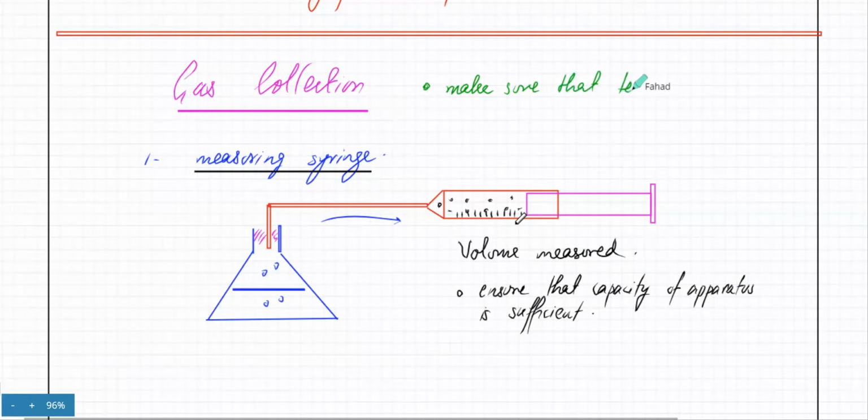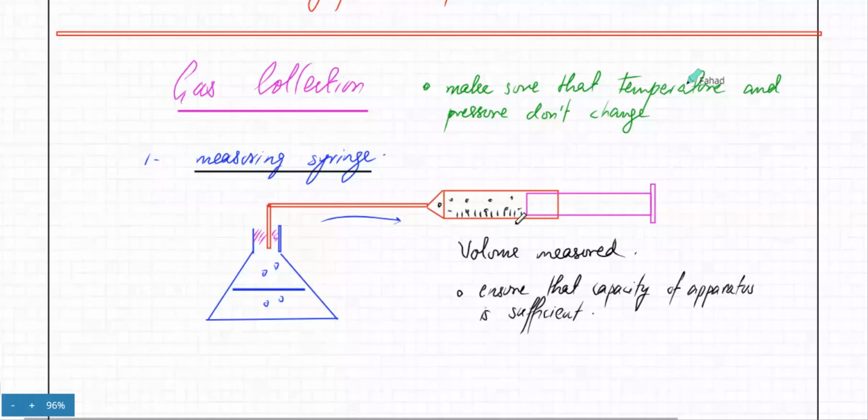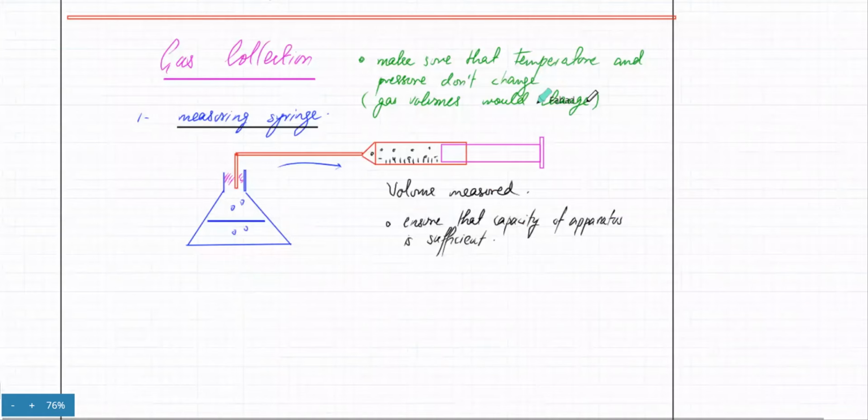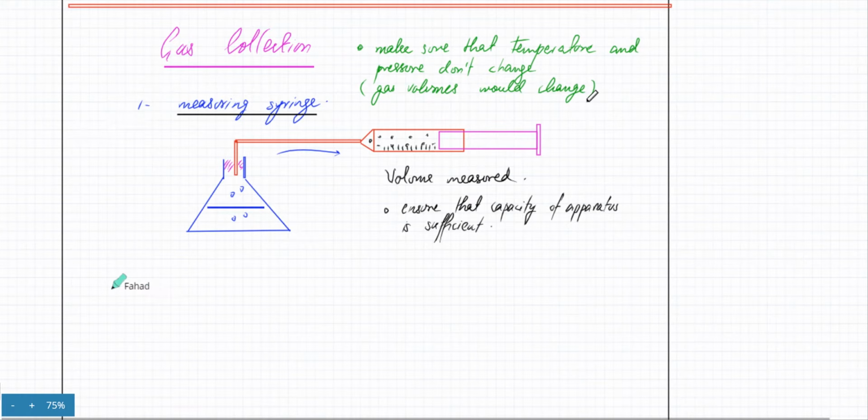Javiya, what would happen if temperature changes and you're collecting gases? Okay, gases usually expand. So if what you're doing requires heating, the volume of the gas molecules will keep changing. So make sure that the temperature and pressure don't change when you're measuring a volume of a gas, gas volumes would change. So your gas volumes are going to change, so you have to make sure that temperature and pressure are kept constant. Now, as a second, what are the methods of collecting gases? Number two, there's a method called collecting gases over water.